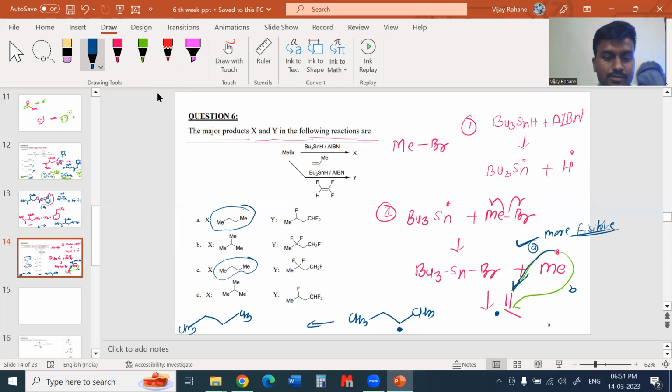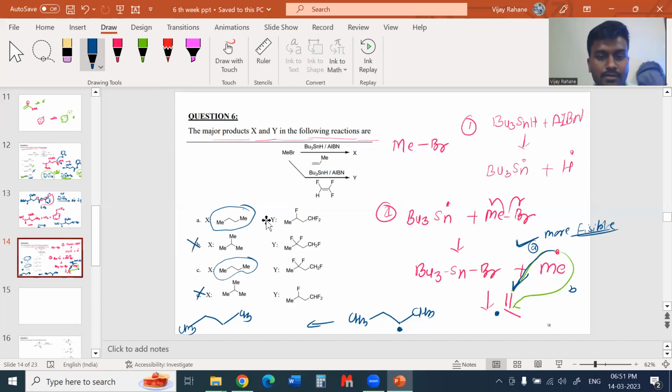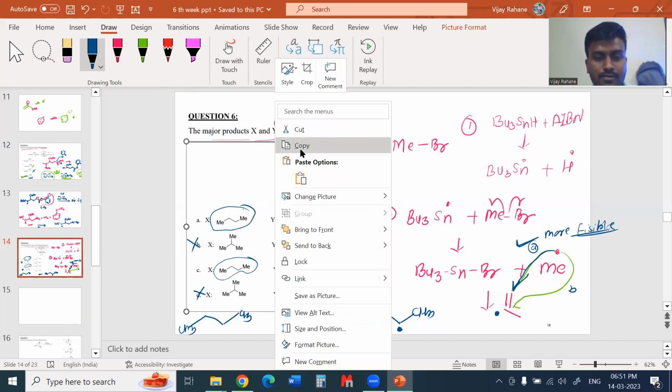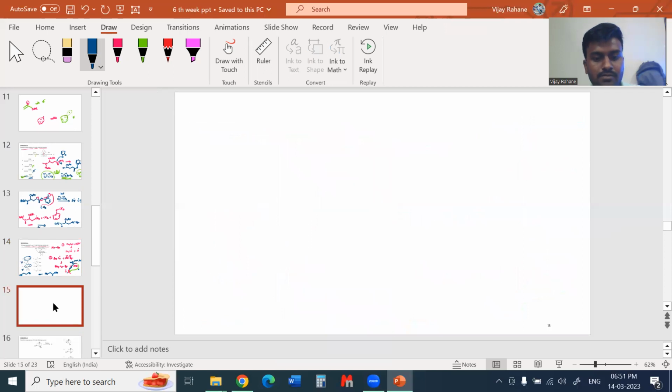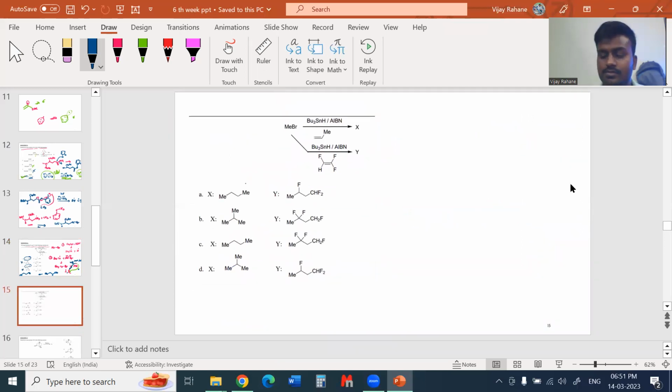So X will be this one. So these two options are incorrect. And the second one, I will take in the next slide. So here we have already solved. This one is the correct option. X is correct. These two are wrong. Now we'll solve this second path.